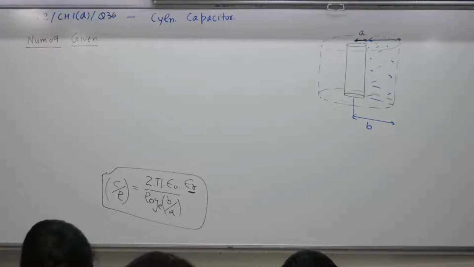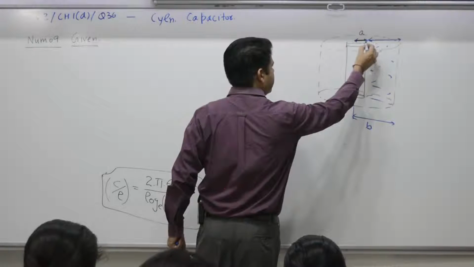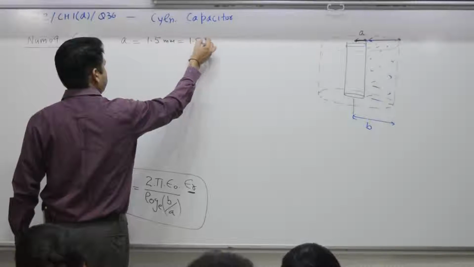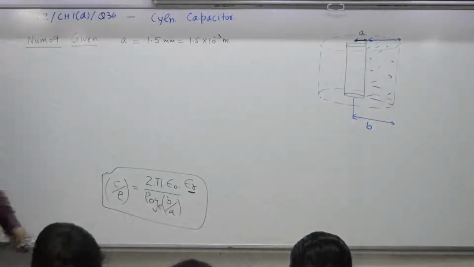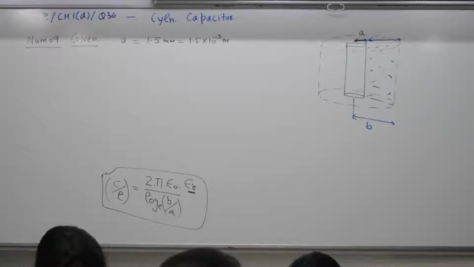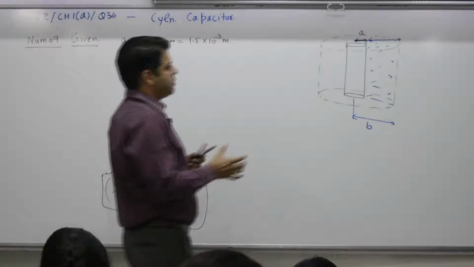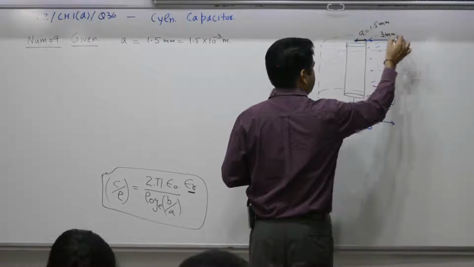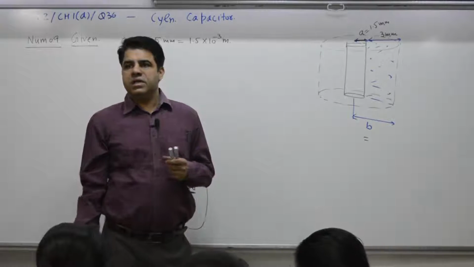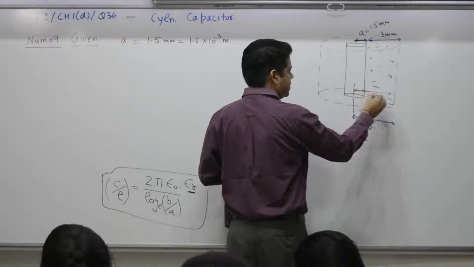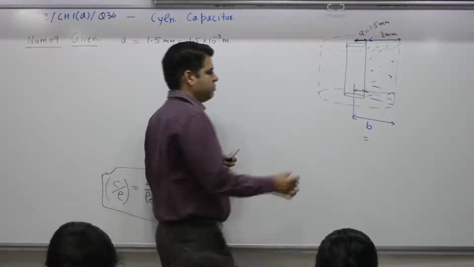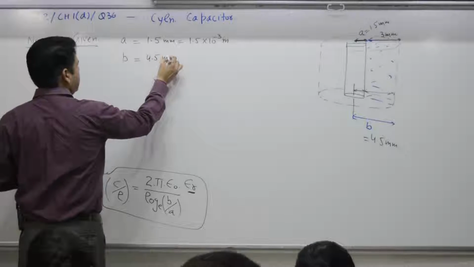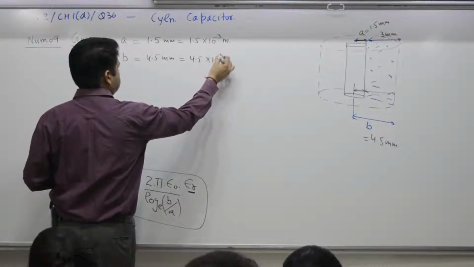Cable consisting of a wire 3 millimeter in diameter. Diameter of this wire is given, 3 mm. What would be the radius of the wire? A is 1.5 millimeter, equal to 1.5 into 10 raised to power minus 3 meter. Insulated with 3 mm thickness of this material. A is 1.5 mm, this is 3 mm. Total B comes out to be 4.5 mm, that is 4.5 into 10 raised to power minus 3.